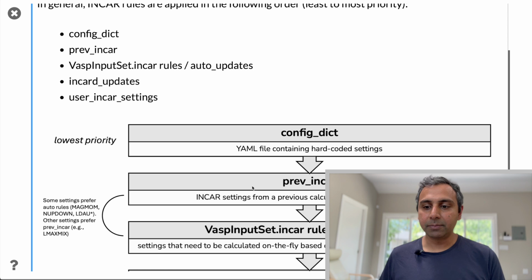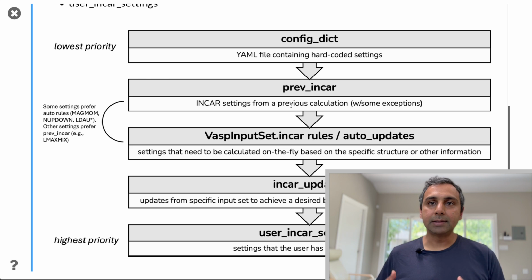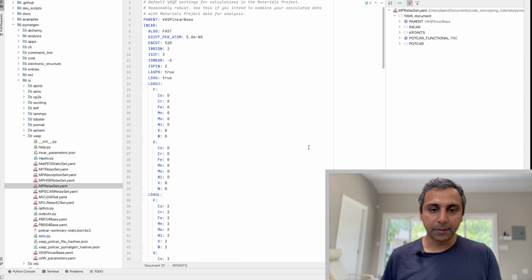If you call the from previous calculation function to get the settings from the previous INCAR, then on top of that, we also do other things as well, because many of the settings are determined automatically depending on the crystal structure, and they're not just static settings. So the VaspInputSet.INCAR has some of these rules. There's also a variable called auto updates that has some of these other rules. So let me show you where some of these are.